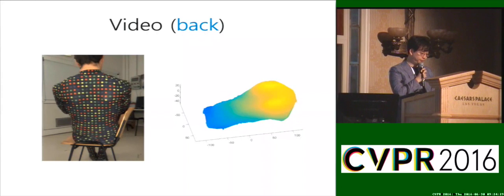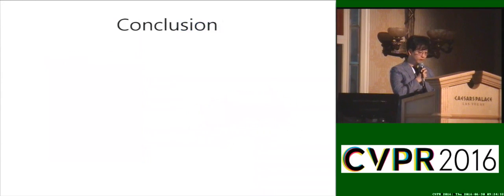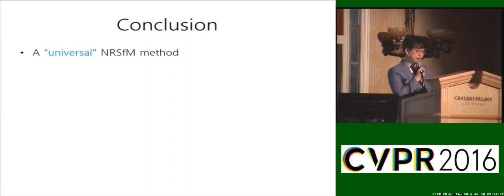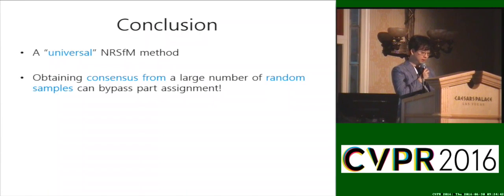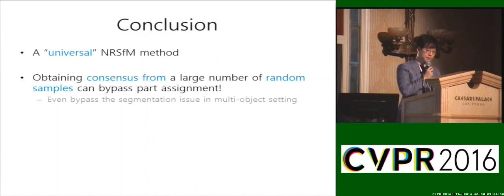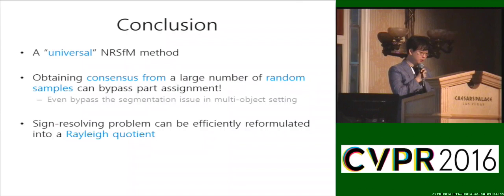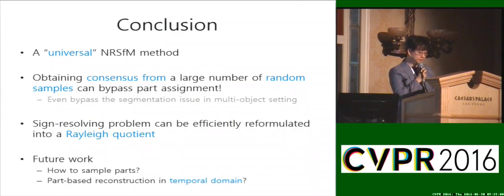It's quite accurate. In conclusion, we proposed a universal NRSFM method that can be applied regardless of the type of input data. Ambiguities are efficiently bypassed by drawing consensus from randomly sampled parts. The segmentation issue in multi-object settings is also avoided. The problem can be efficiently and globally solved by a rank-minimization approach. It's an interesting new direction of research for NRSFM.